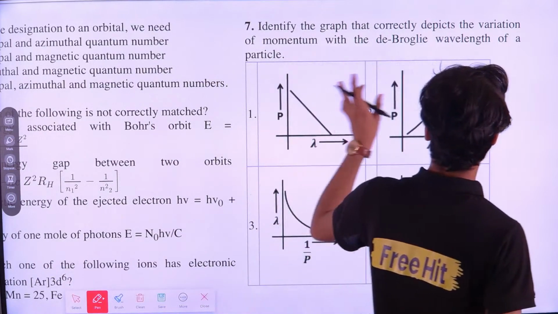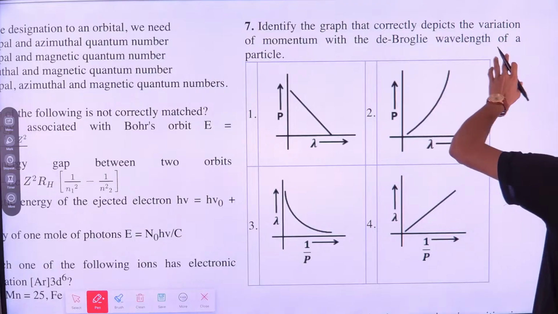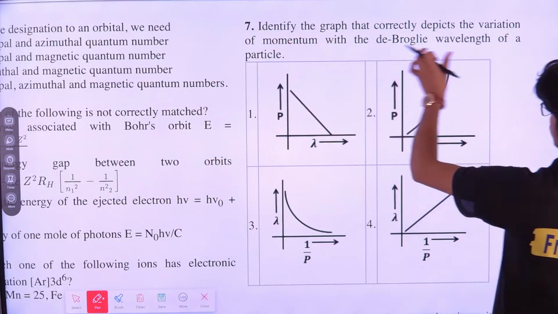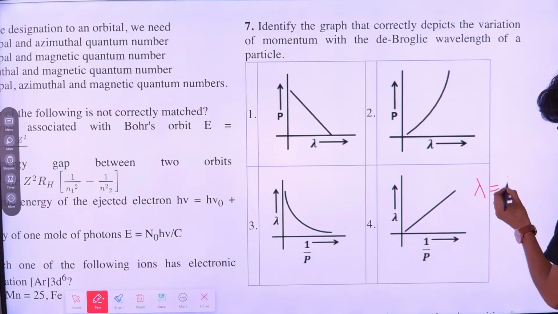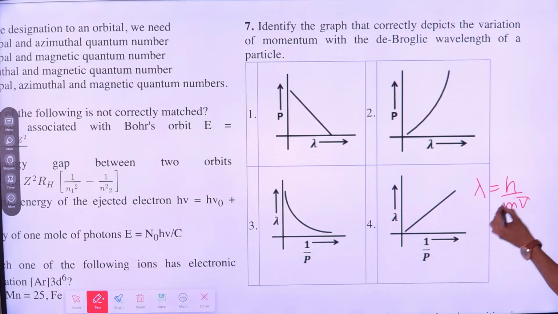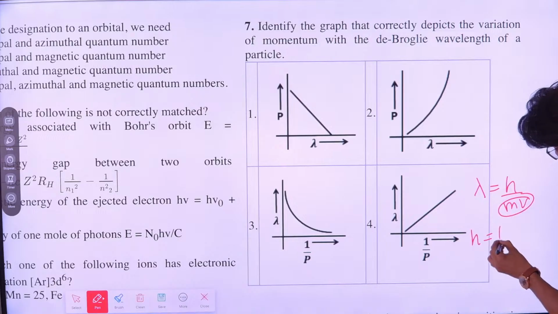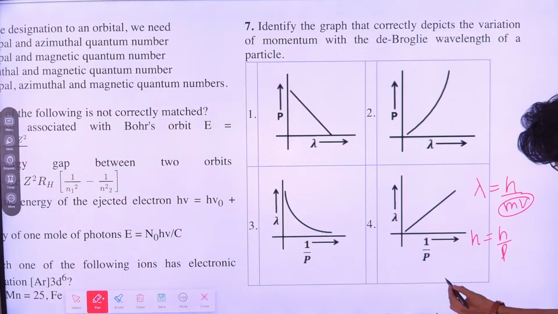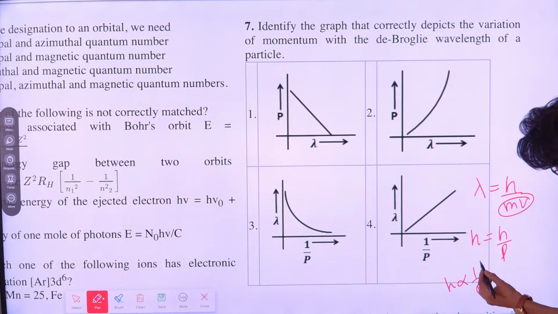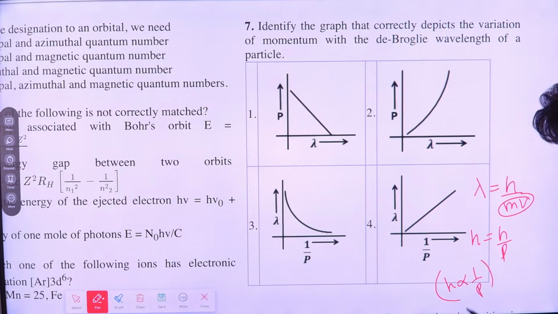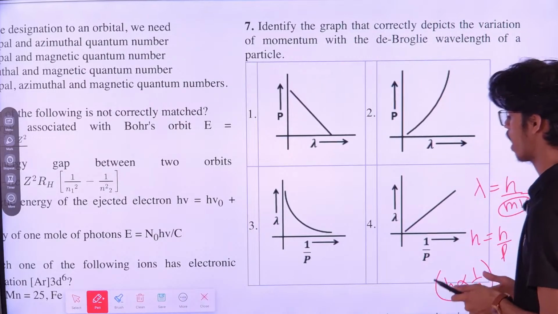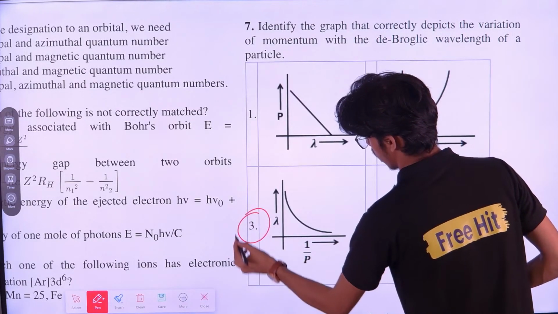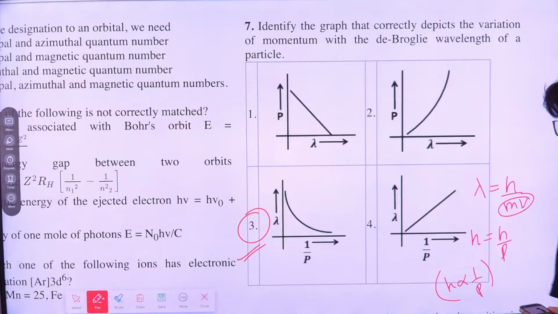Now, identify the graph that correctly depicts the variation of momentum P and de Broglie wavelength. In the previous question, lambda is equal to h by mv. What is mv? mv is the momentum, so lambda is equal to h by p. So lambda is inversely proportional to p. If you make a graph between them, x is inversely proportional to 1 by y, or y is inversely proportional to 1 by x. This type of graph is actually a rectangular hyperbola. So option number 3 is going to be the answer.